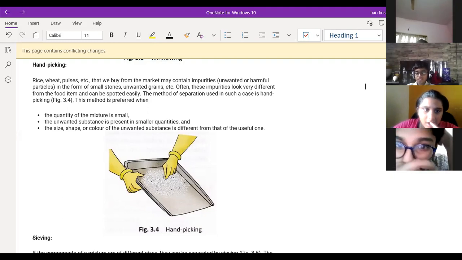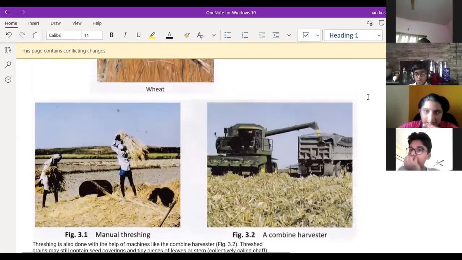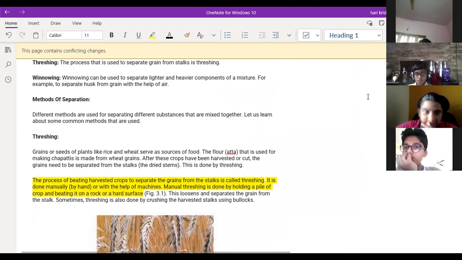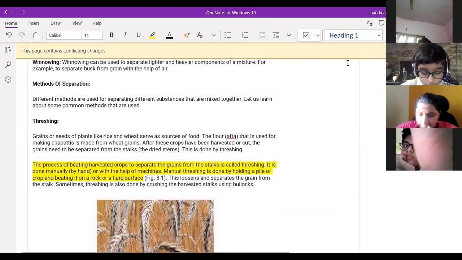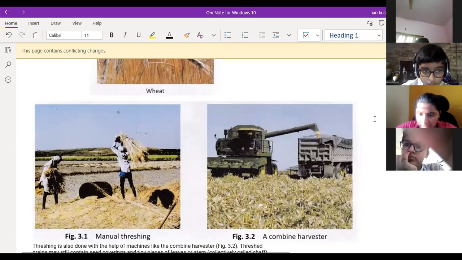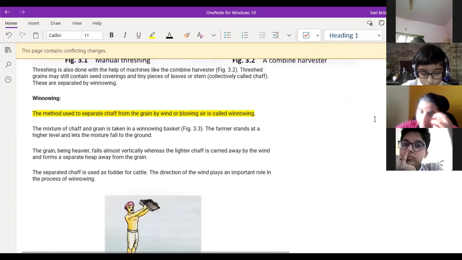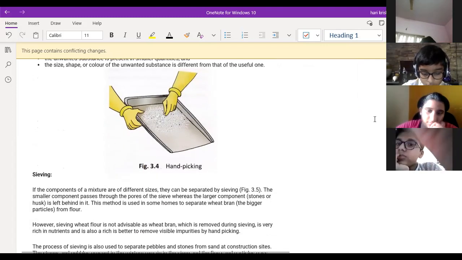Nothing, sir. Okay. Your homework for today is to find out five separating examples for the hand picking, winnowing, and the threshing. Common examples where you'll use this one. Find out the separation technique of threshing, winnowing, and the hand picking process in our daily lives. Clear?